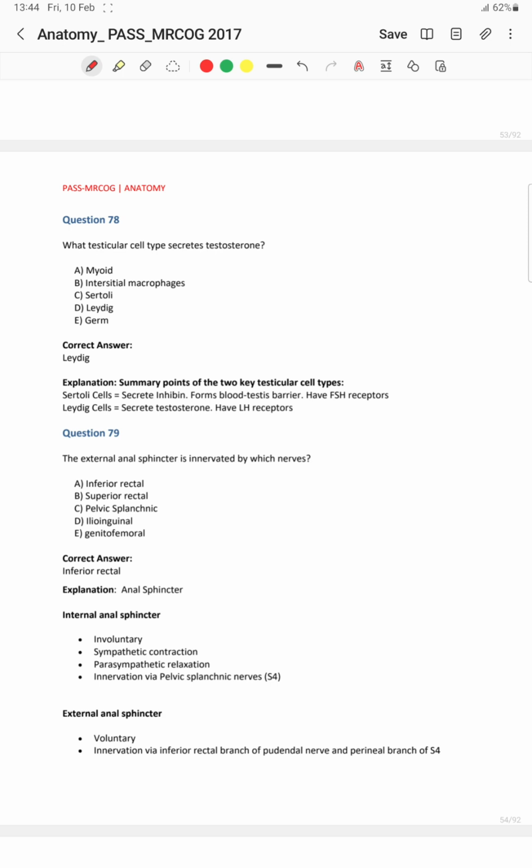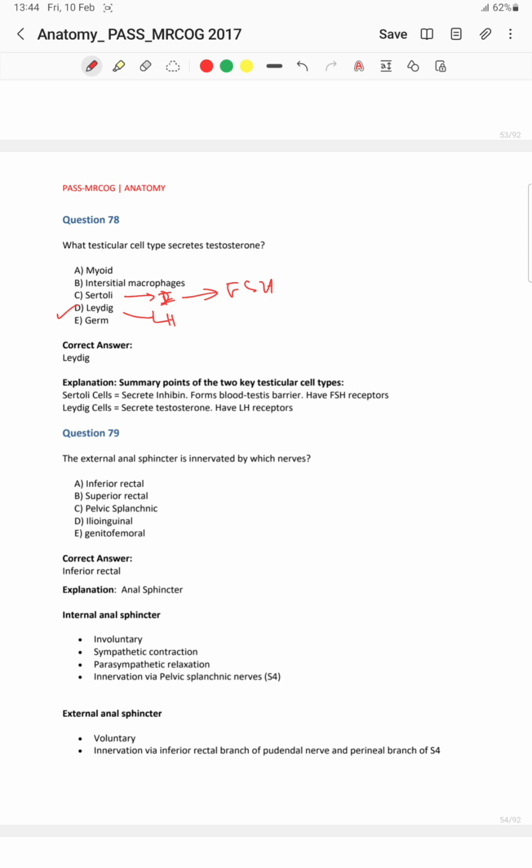Testosterone, we have discussed it many times. Testosterone is secreted by the Leydig cells, and inhibin is secreted by the Sertoli cells. The Leydig cells have the LH receptors, and opposite to that, the Sertoli cells, which secrete inhibin, have the FSH receptors.